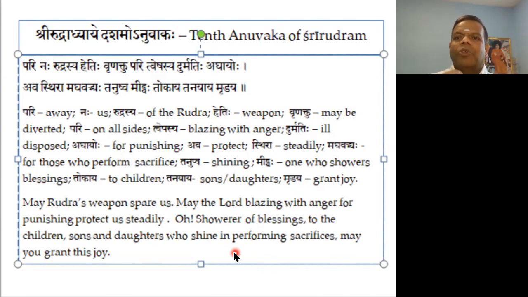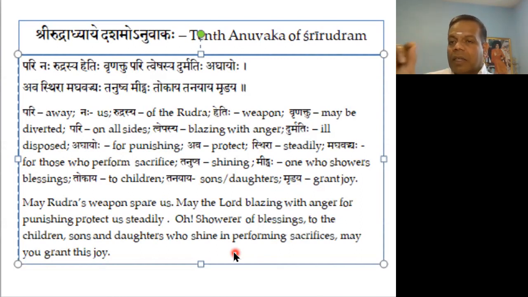So there is some sort of a relationship between the devotee and Rudra. Our thoughts can be of two kinds: positive thoughts and negative thoughts. So Durmati, the Lord is actually taking over the negative qualities in us.